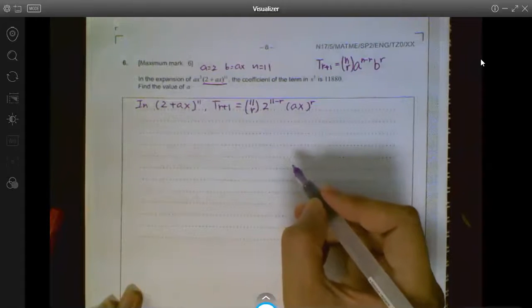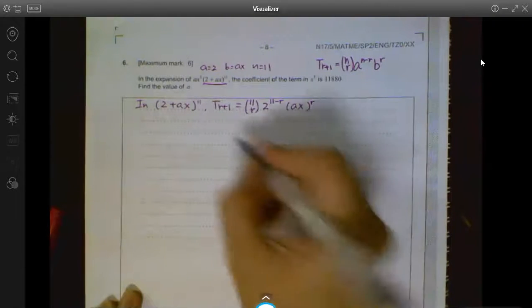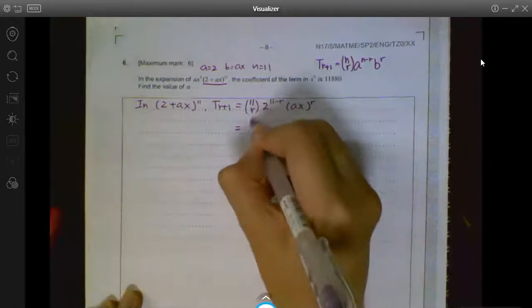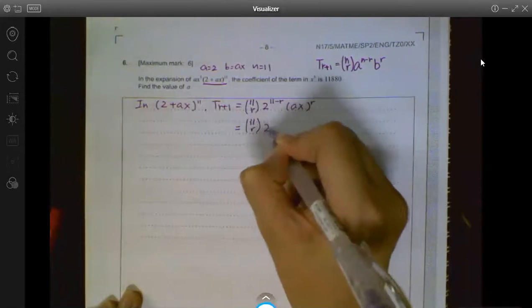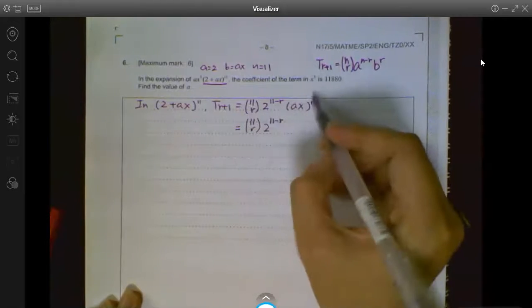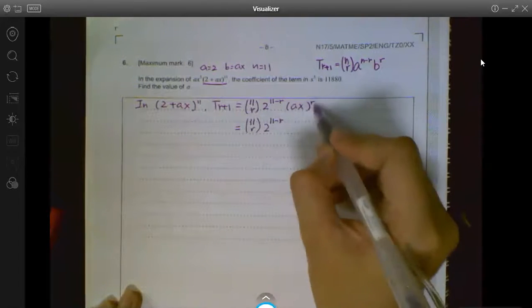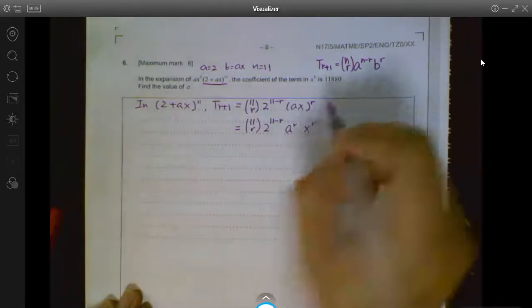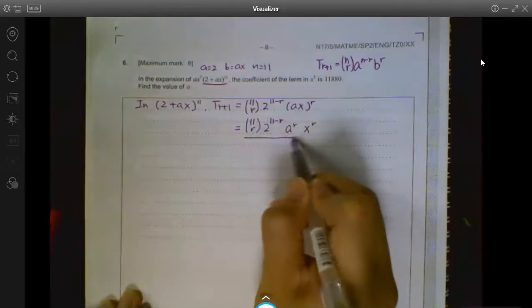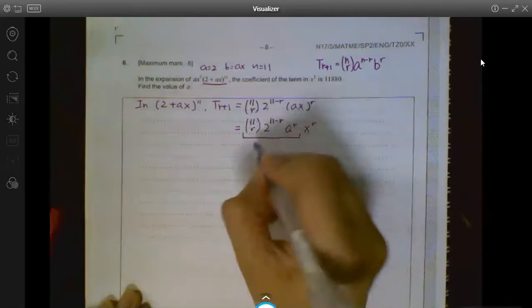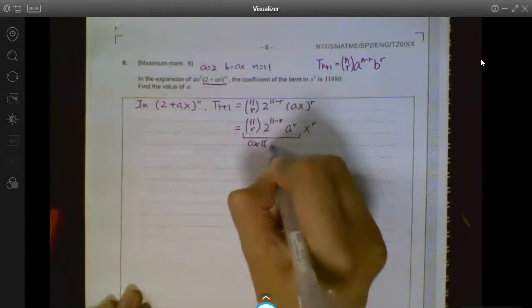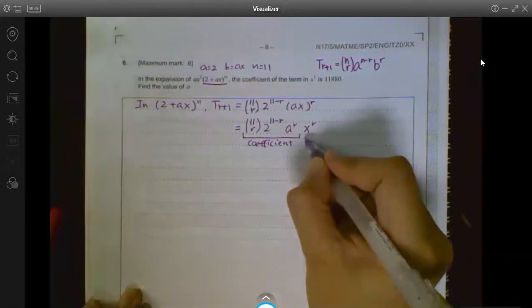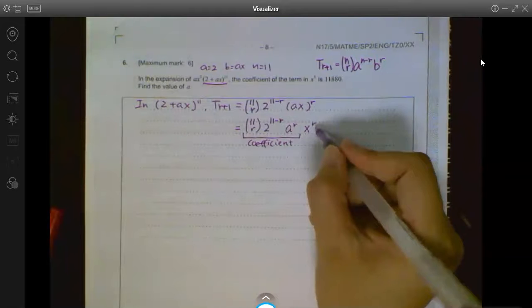I'm going to simplify this and aim to separate the numbers from the x so that I have the coefficients together. So 11Cr, I will leave it as is first. 2 to the power of 11 minus r, not doing anything. I'm going to multiply out this using indices law. So we have a to the r times x to the r. Now, the first part of it is the coefficient, and the later part is x to some power.